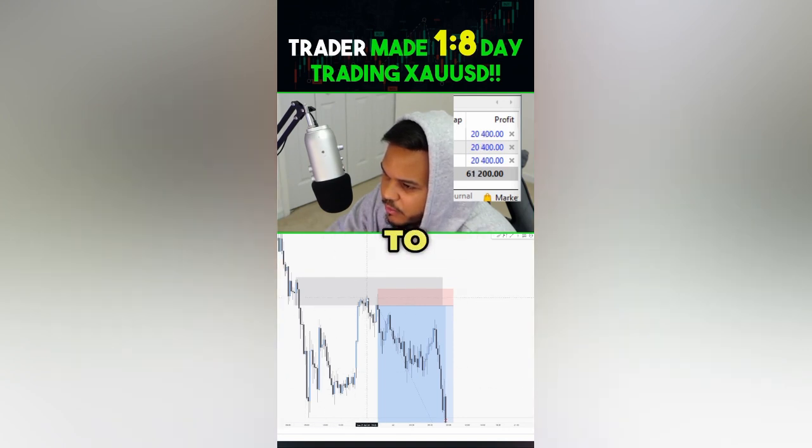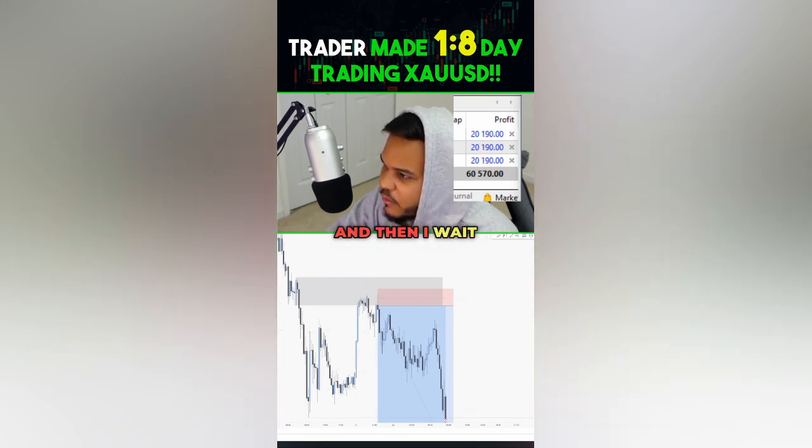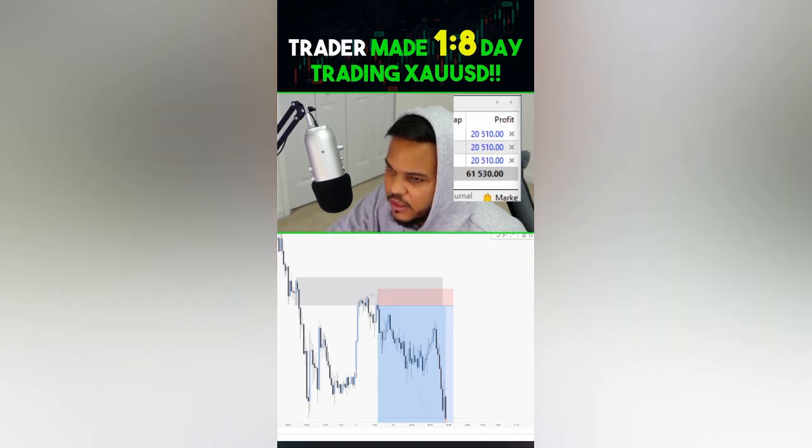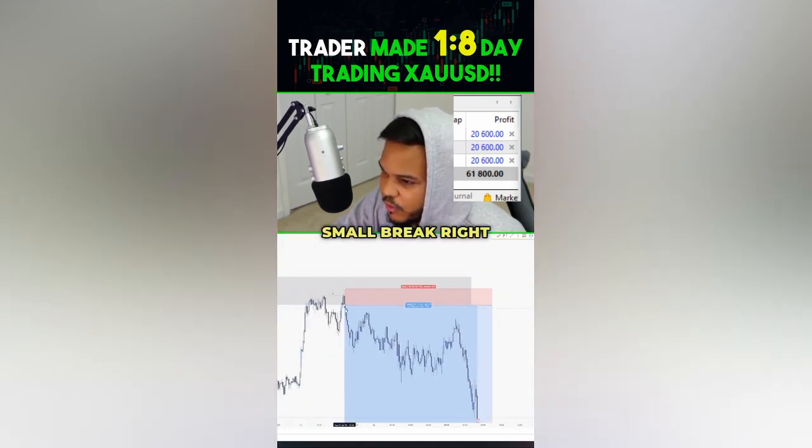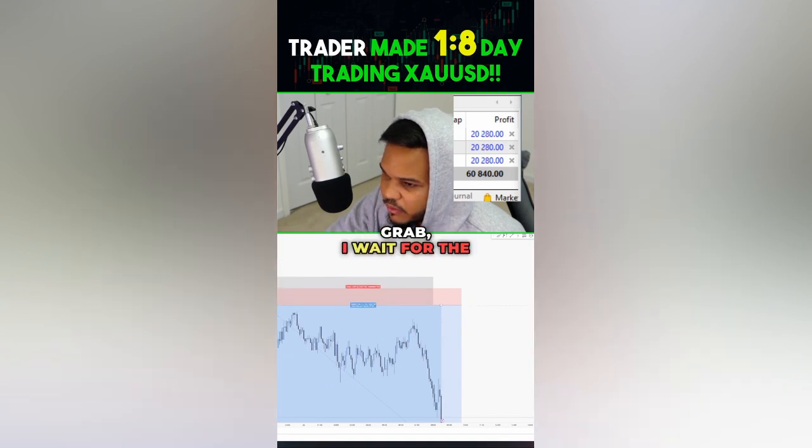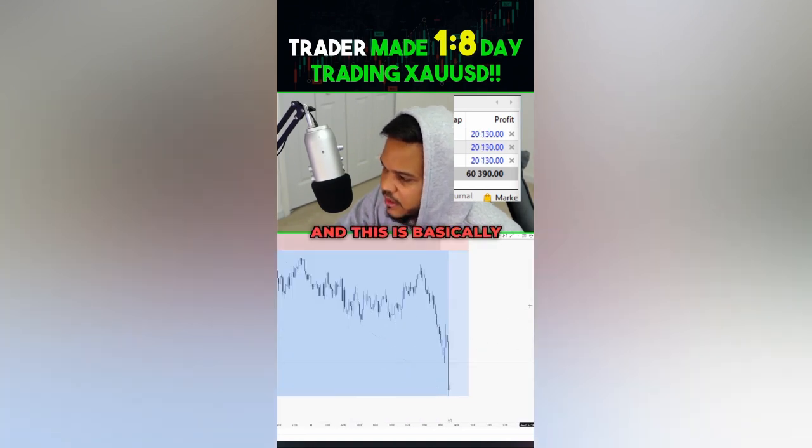Then I wait for the market to break in my favor right here. And then I wait for this liquidity grab to be taken out of the swing high on 15 minutes. Drop to the 5 minutes and wait for a small break right here. You guys can see after the liquidity grab, I wait for the small break, take it. And this is basically the trade right here.